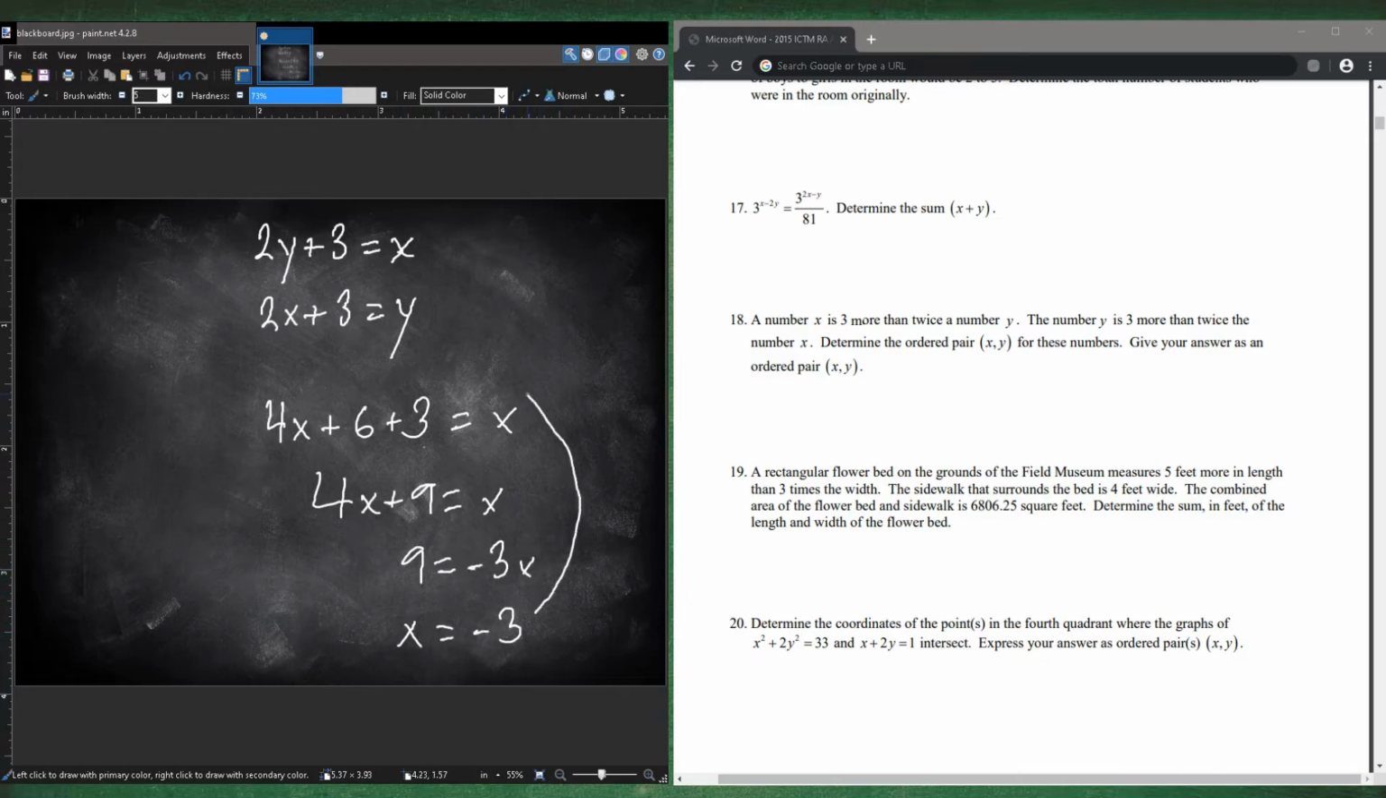Now we could plug in negative 3 into one of these equations to find the answer. So let's plug in this one. So negative 3 times 2 is negative 6. Negative 6 plus 3 is negative 3. So y is also equal to negative 3. So our answer is negative 3 comma negative 3. And that's our answer for number 18.